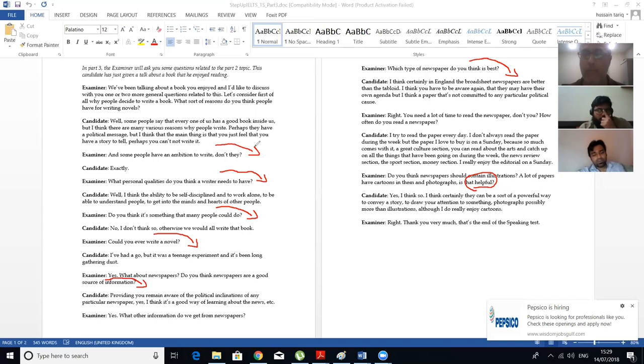What other information do we get from the newspaper? Very good. Which type of newspaper do you think is best? Yep, that's right. So it's falling down again. Okay. And if you look at the last question, examiner, which is already circled, should I say, is it helpful? Or should I say, is it helpful?